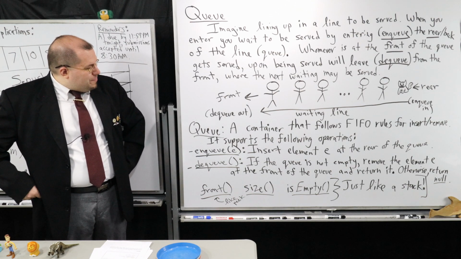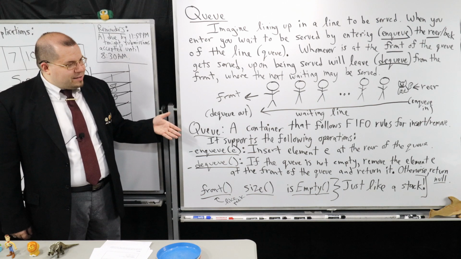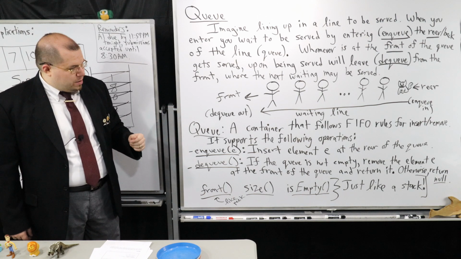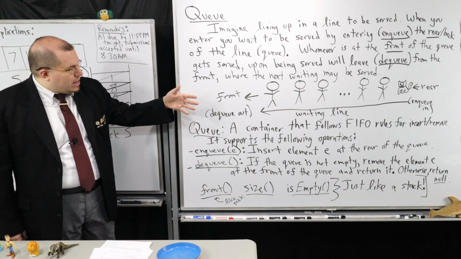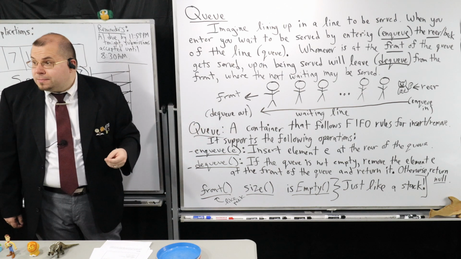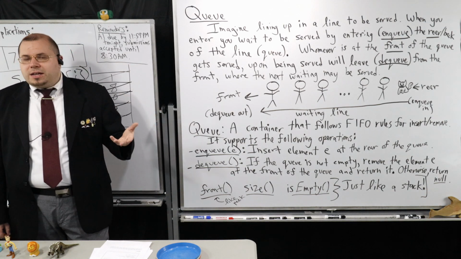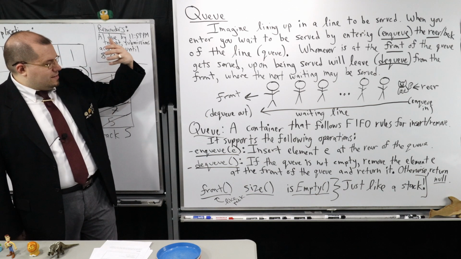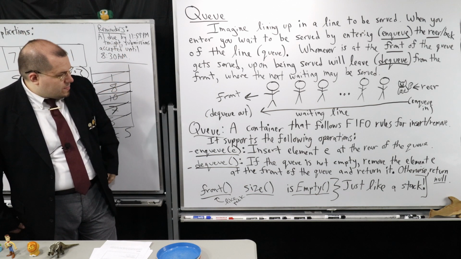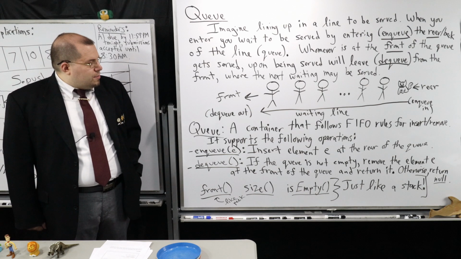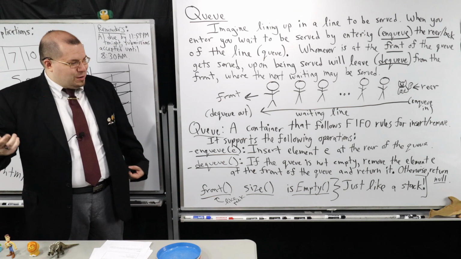So that being said, I want to mention some operations. Remember, this is an abstract data type that's going to support at least these operations. It's going to have the NQ operation, which just inserts some element E at the rear of the queue. It's going to have a DQ operation: if the queue is not empty, it returns the element that is at the front of the queue and removes it. Otherwise, of course, it returns null if it's completely empty. That's at least the convention we're going to use here.